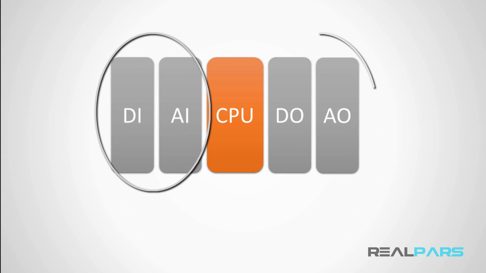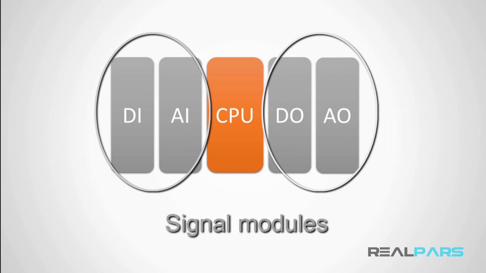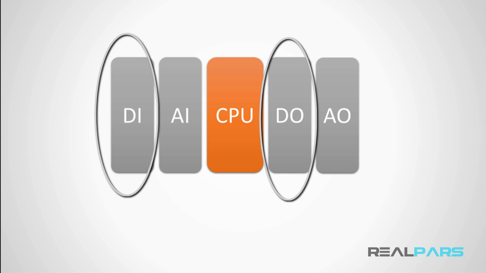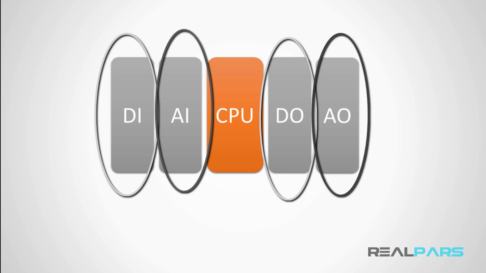The input and output modules in a PLC are also called signal modules because they are connectors between the electrical signals and the CPU. The input and output modules, also known as signal modules, are generally divided into two categories: digital signal modules and analog signal modules.